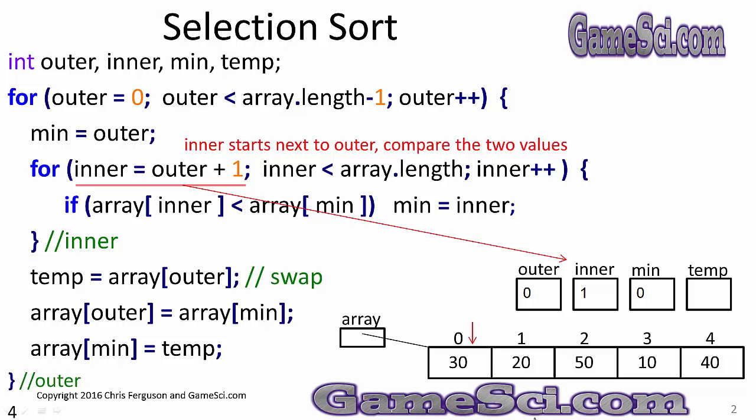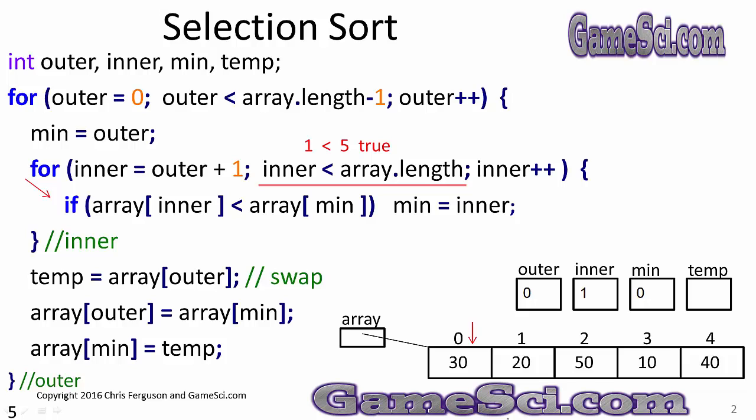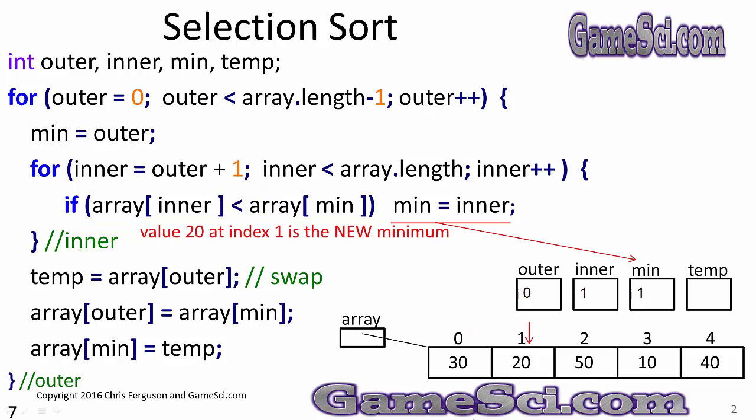end of the scan. Inner less than array.length, 1 less than 5, is clearly a true statement. So once again, we're going inside the loop to execute the body of the loop. Remember, the goal here is to find the smallest number. The array of inner, which is 20, is clearly less than the minimum value we've seen so far, 30. As a true statement, we're going to execute the command min equals inner. And when we do that, we'll set a new min.